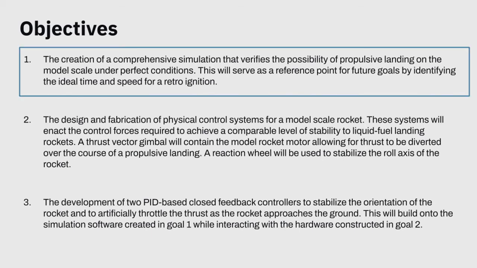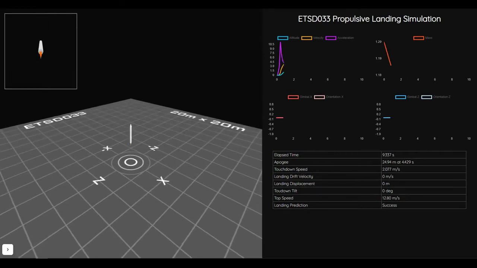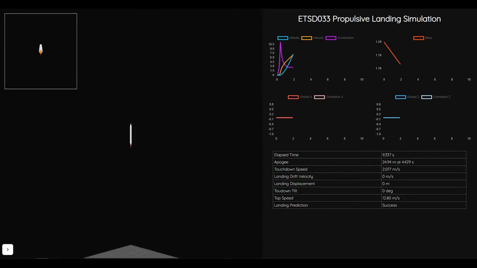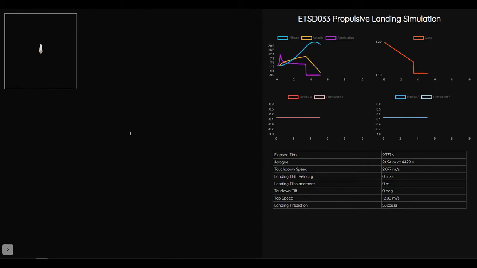The first objective was to create a simulation that tested the feasibility of propulsive landing on the model scale using solid fuel. I used the 3JS JavaScript library to model the simulation as it would allow for the use of vectors and quaternions to accurately simulate rotation and translation in 3 dimensions. 3JS also allows the simulated rocket flight to be animated in real time.